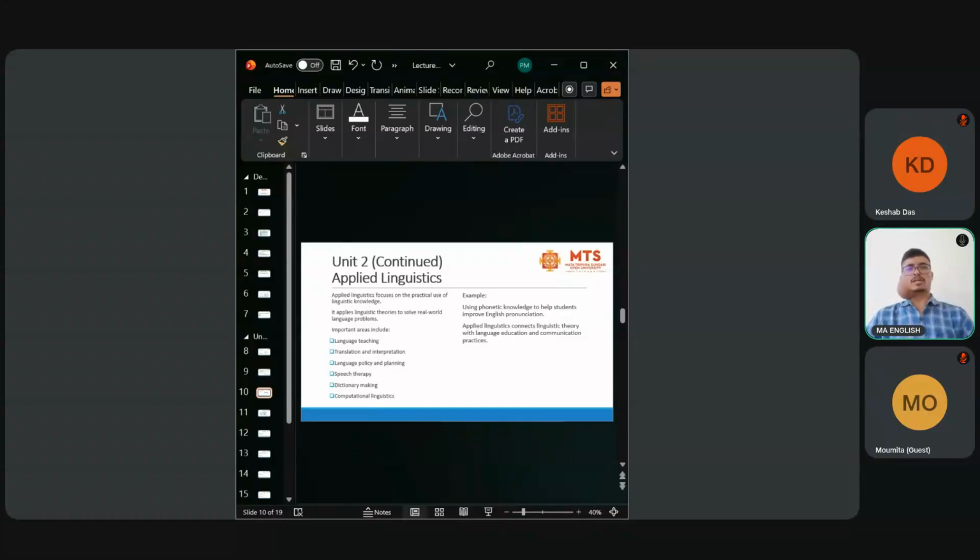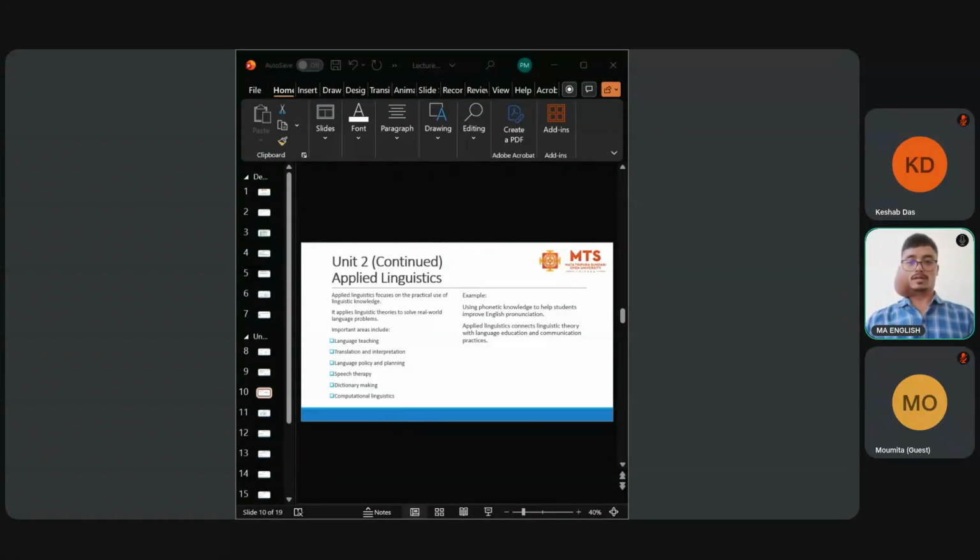Other important areas include dictionary making, also called lexicography, and computational linguistics, which applies linguistic principles to the development of computer systems that can understand and generate human languages, right? Like the speech recognition on your smartphone or computer. See, even now I'm using a computer to deliver a lecture. See, it's all related to something like that. Okay.